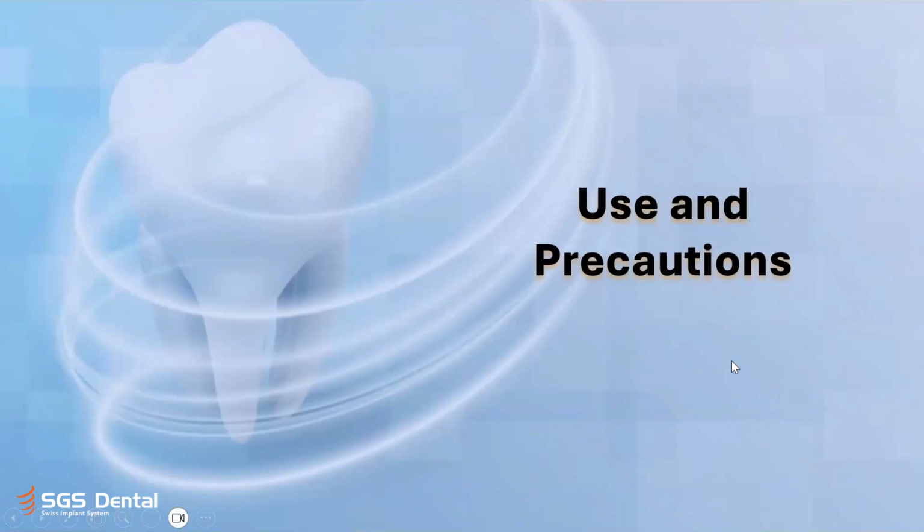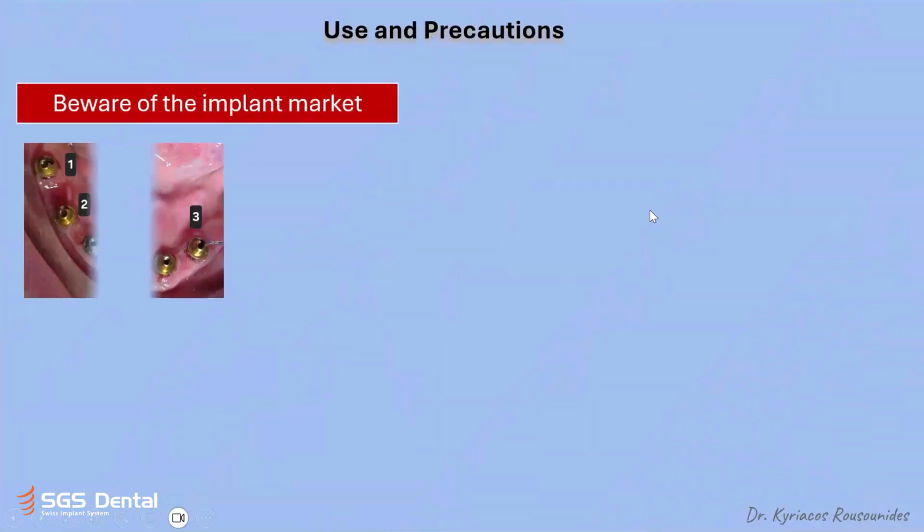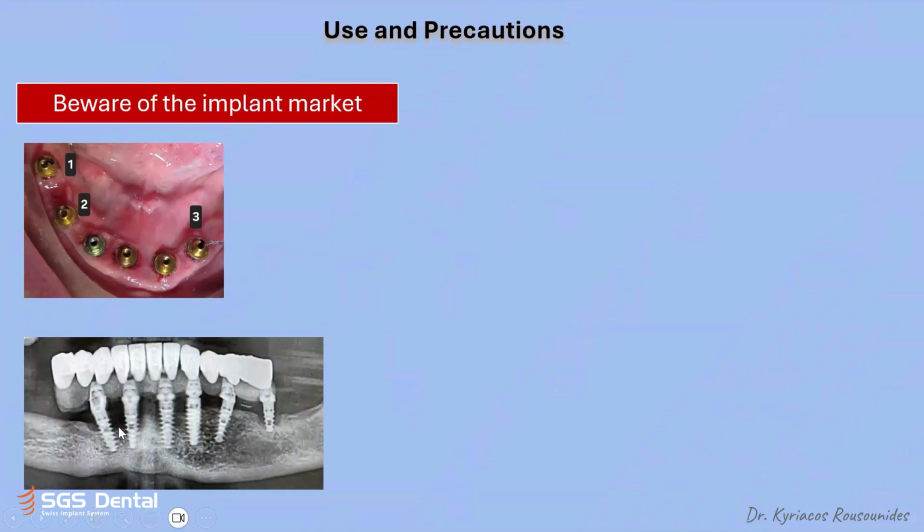So multi-unit is everything very nice. It looks like a paradise, but we have some things to take care of. For example, we have to be aware of what's in the market. We thank God that we have SGS by our side, and they hear us and they help us correct a lot of the things. Here we see 3 of the implants. They are from different brands, and we see that 1, 2, 3 implants, they have here bone loss.